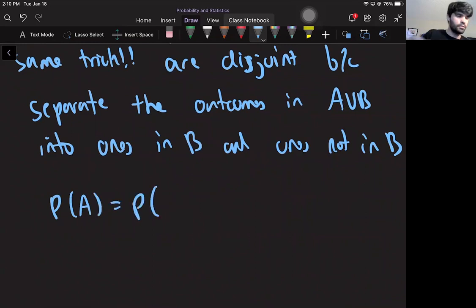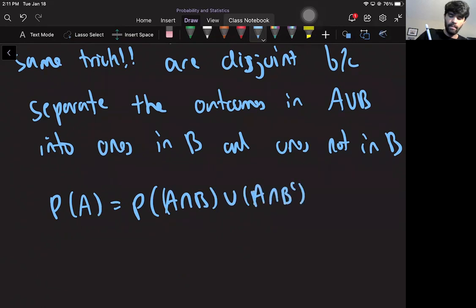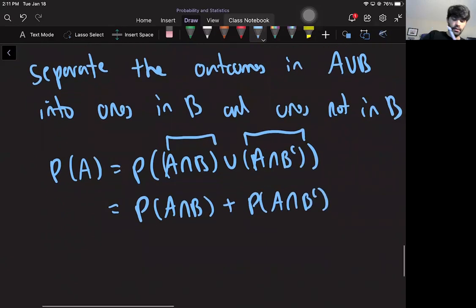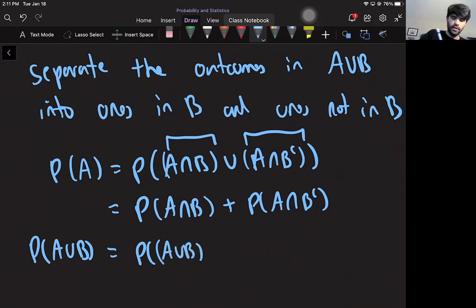So I'll just rewrite it like this again, just to remind you. So we have this way of breaking up A, and now because these two guys are disjoint, I can just add the probabilities separately. So we get that. And then same for the other guy that we did. So this one, we did the same type of thing. So these are the ones in B, and then the ones not in B.